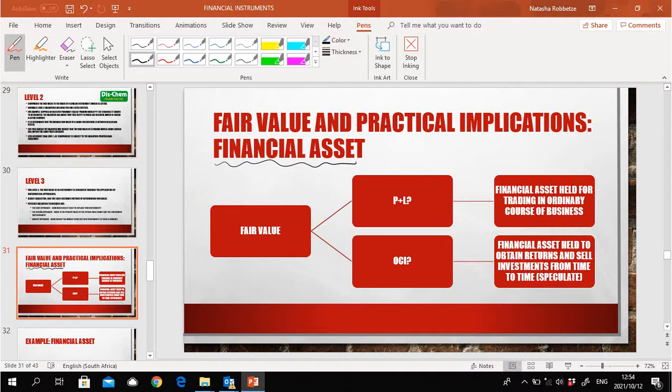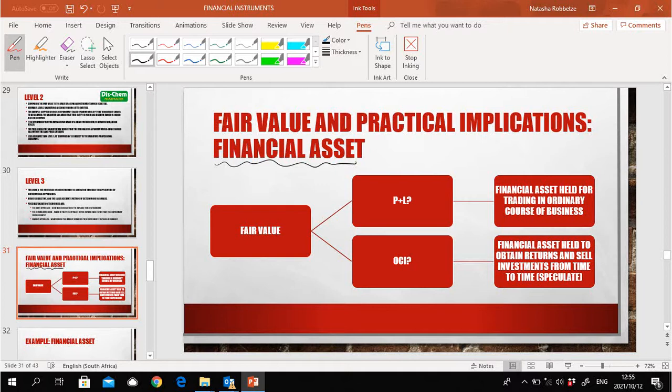If you have a fair value through OCI, it means that the financial asset is held to obtain returns and sell the investment only from time to time to speculate. So if you book it through OCI, it means that you have a main business, and selling financial assets, buying and selling, is just a little sideline gig. So let's say you have a business like it makes furniture. You have a very big furniture store.